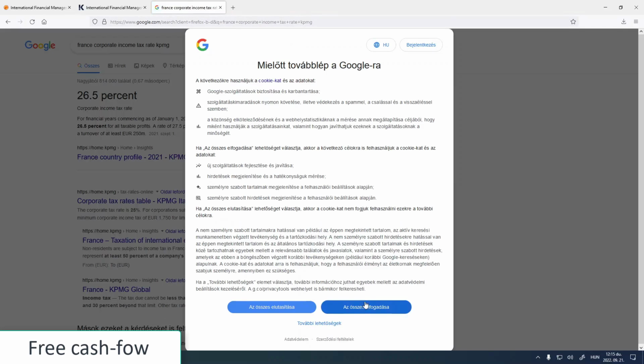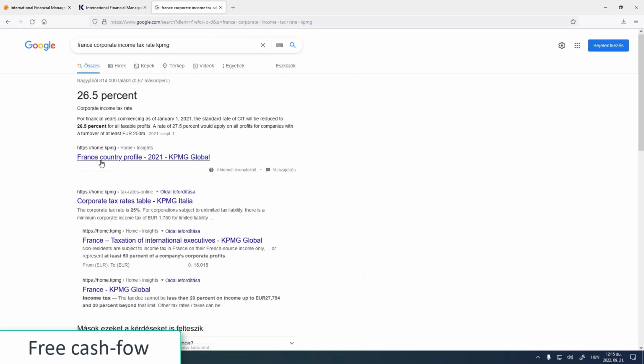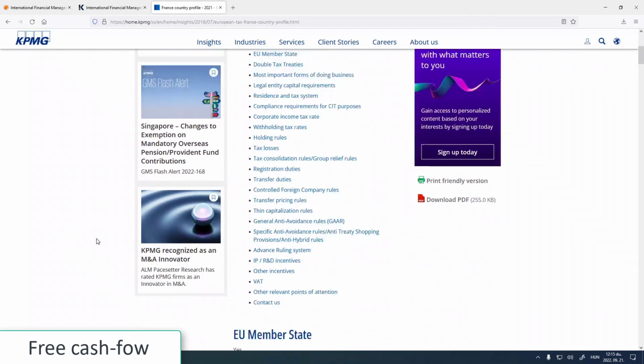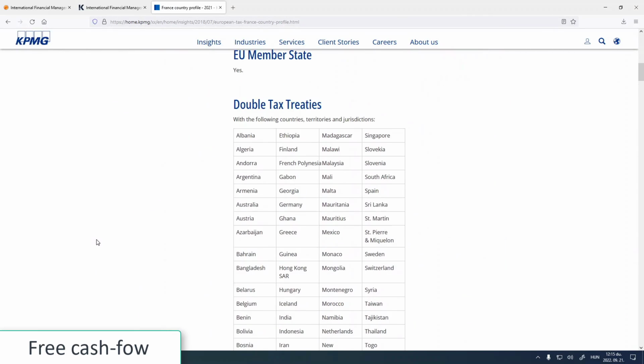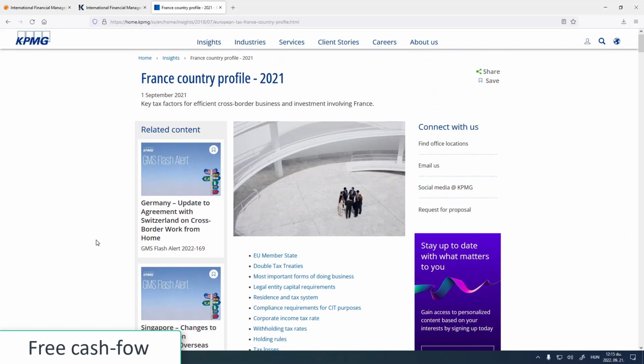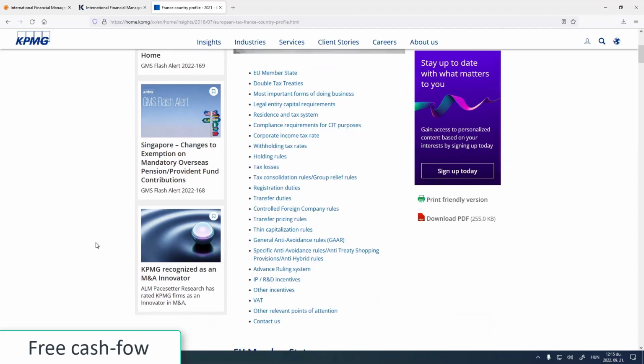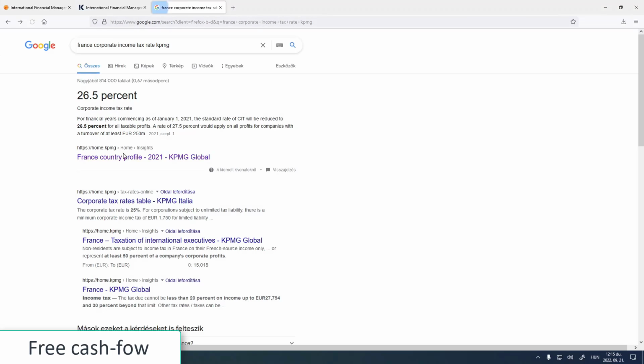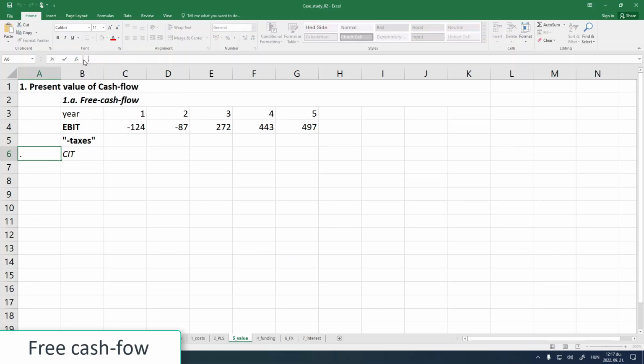is this. Yes, all the cookies, please. If we are looking at France in the KPMG database, wow, they developed it a lot. In the past, it was just a stupid table, and now they developed it so I cannot see anything. Whatever. So Google said that this is 26.5%. I don't have numlock. So, 0.25.